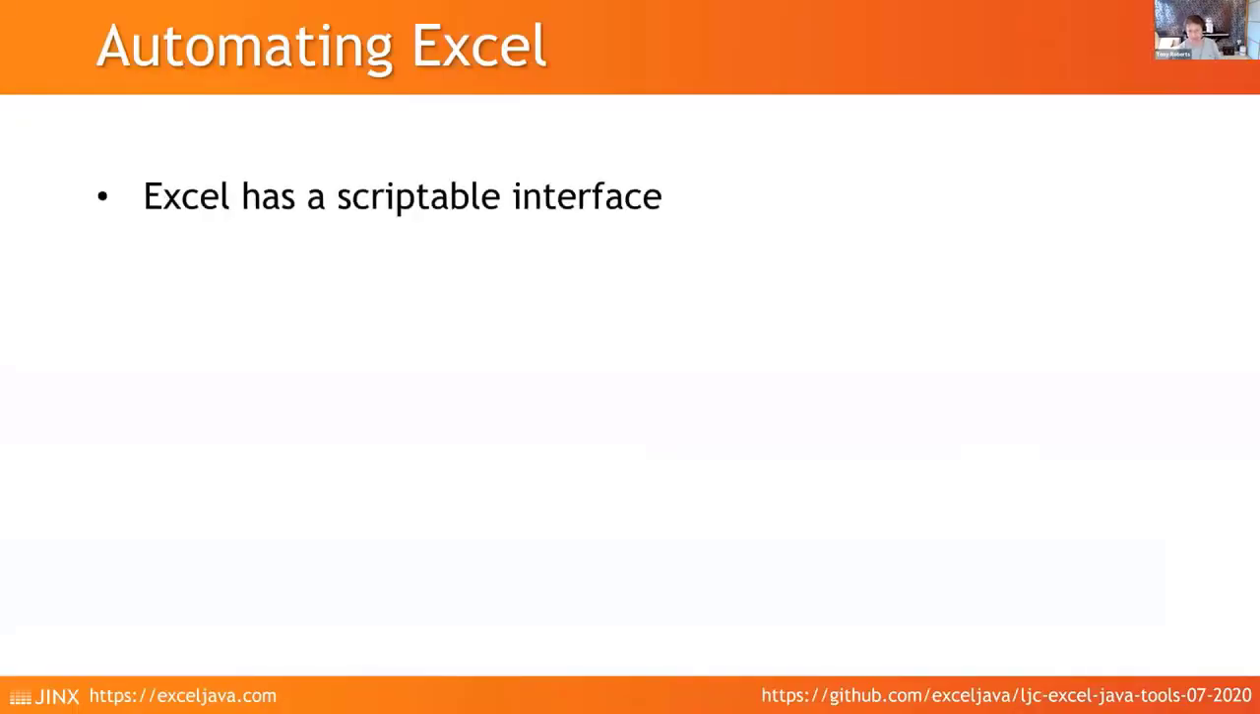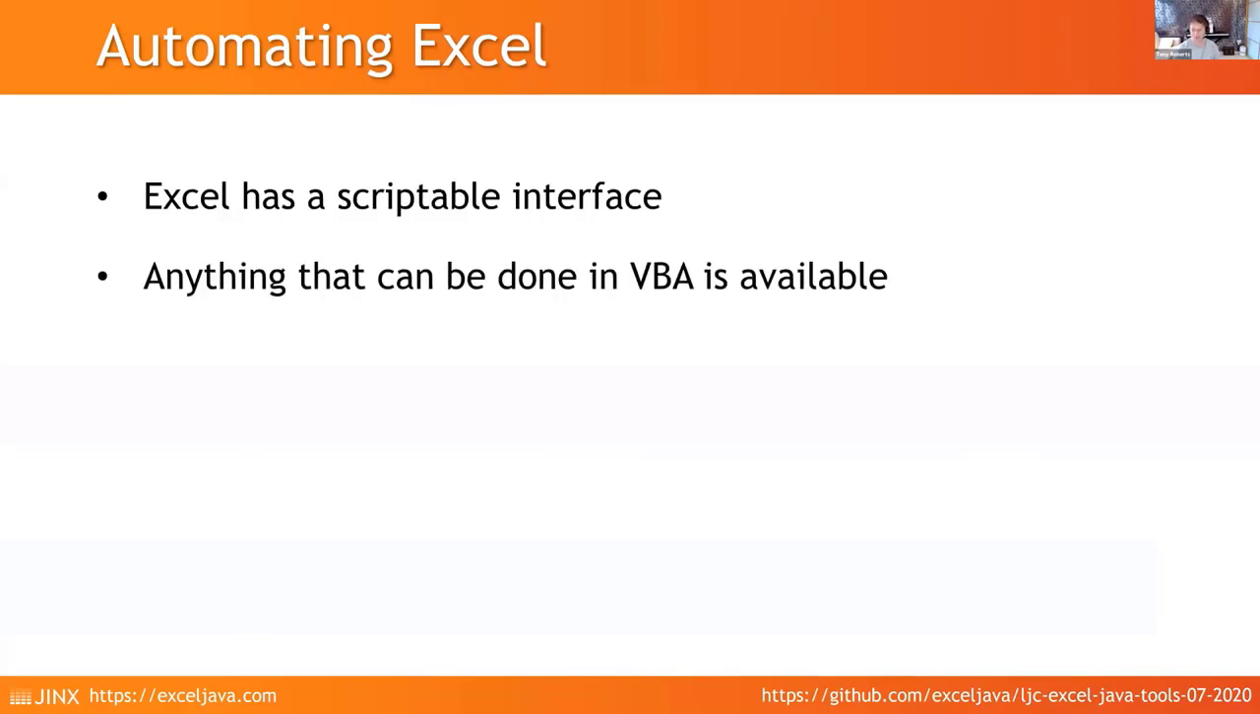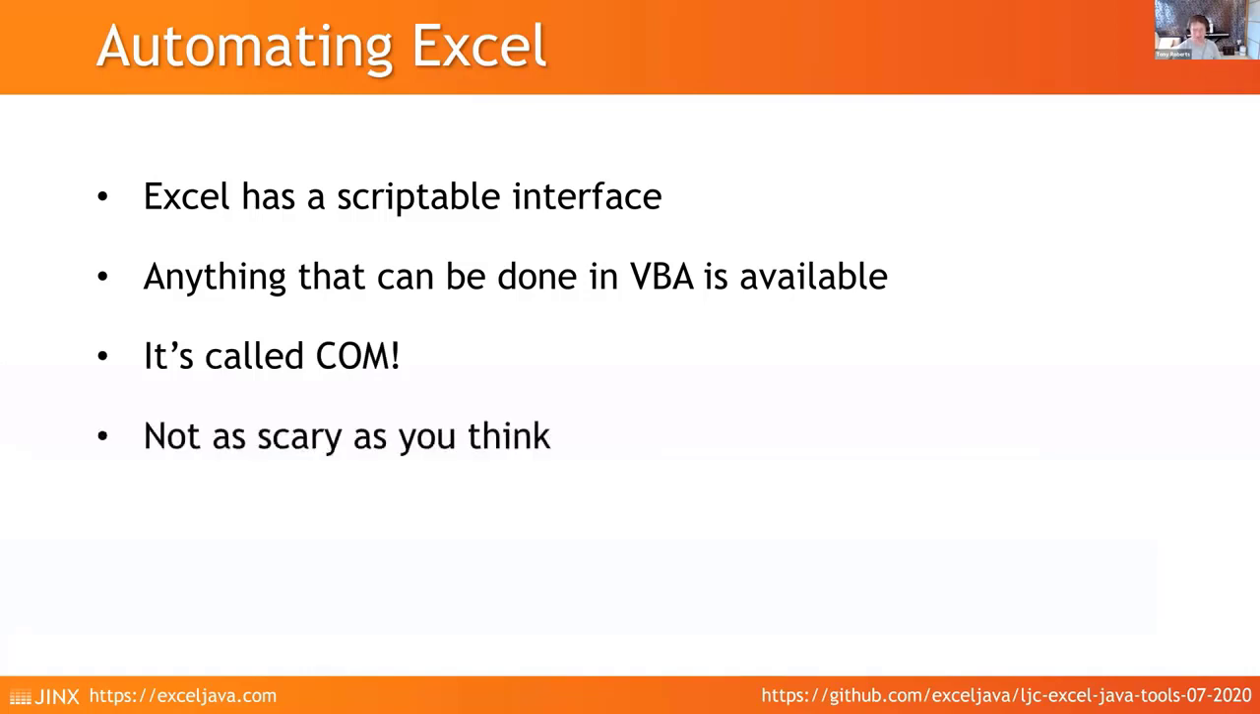Now, we can actually do that because Excel has a scriptable interface. And through that scriptable interface, we can do anything that could previously be done in VBA. It's called COM. So that might be causing a bit of fear among some of you, but it's not as scary as you think. COM's a pretty ancient Microsoft technology, but it is pretty widely used throughout Windows. It may be notoriously difficult to work with, but I believe that really stems from trying to call it from C and C++, which is quite difficult. Calling it from Java is actually, I think you'll see in a minute, much easier than you might think.